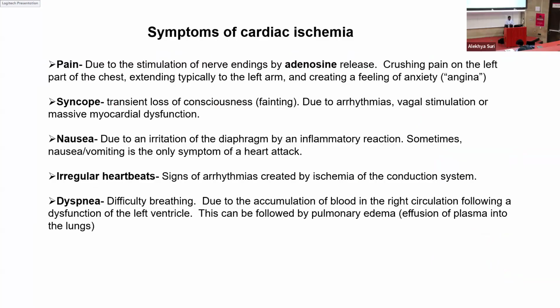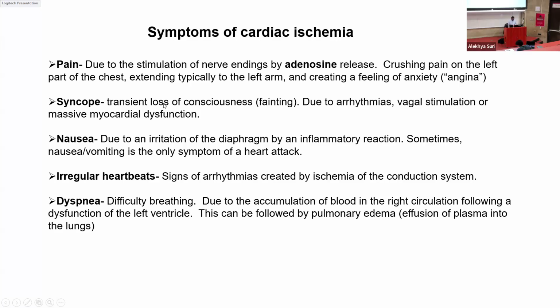The symptoms of heart failure or cardiac ischemia are, first, pain, which is due to the accumulation of adenosine. Since there is no ATP synthesis, the system will try to make ATP from ADP and AMP, and finally you'll end up with adenosine. ATP is broken down into ADP, then AMP, then adenosine. The adenosine accumulation can stimulate the nerve endings, which will cause pain.